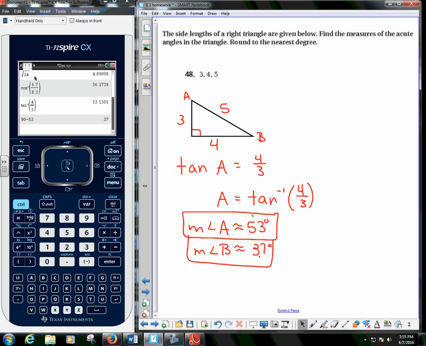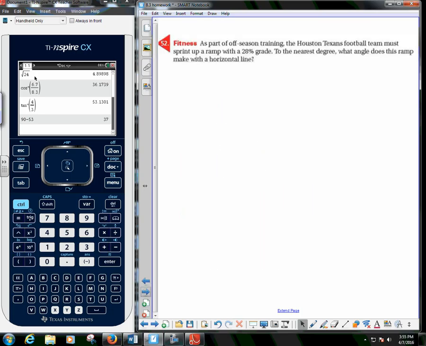All right, that's 48. 52, as part of an off-season training, the Houston Texans football team must sprint up a ramp with a 28% grade. To the nearest degree, what angle does this ramp make with the horizontal line? So let's draw ourselves a real quick sketch.